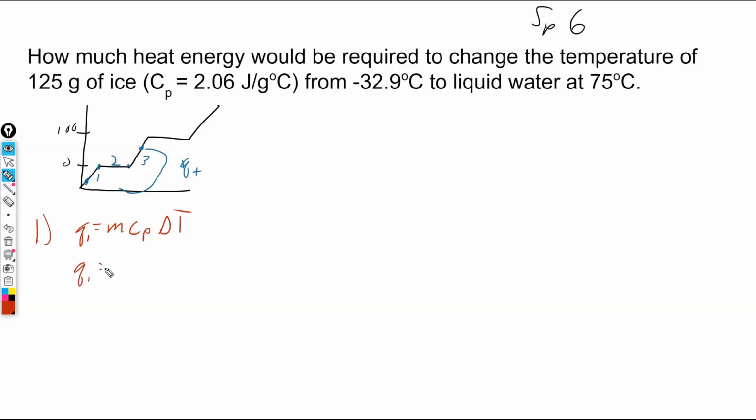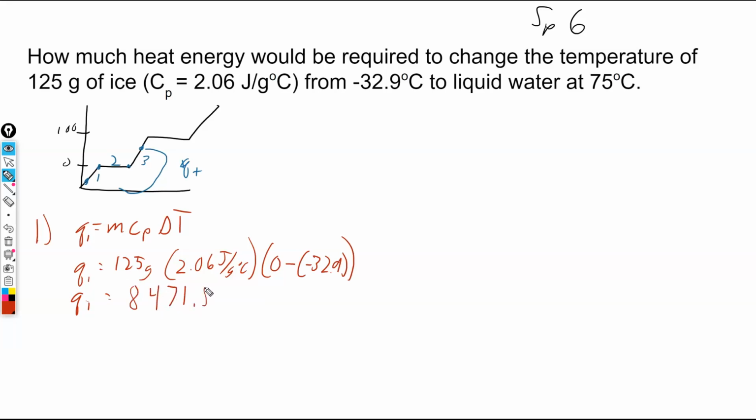So Q at point 1, we know our mass is 125 grams. Specific heat of ice is 2.06 joules per gram degree Celsius. And my temperature change now is going to be 0 minus negative 32.9. Remember I said this should always be positive, which it will be when you subtract negative 32.9 from 0 there. So the Q to raise the ice to 0 degrees Celsius should be approximately 8,471.8 joules. Okay, so that's my first Q.